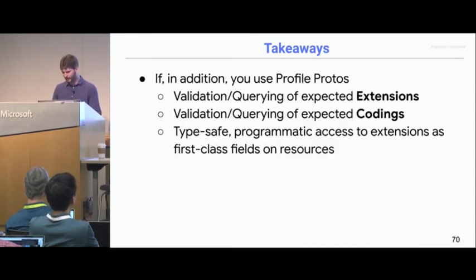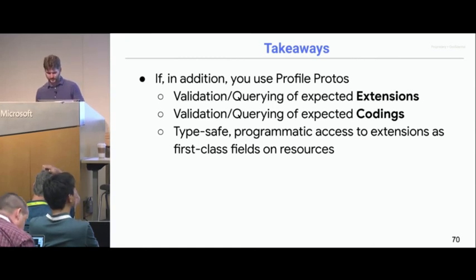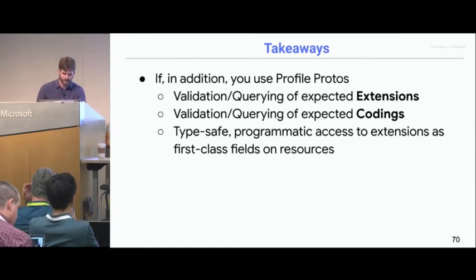Using the profiled protos, you get validation and querying of expected extensions. This makes it impossible to, for instance, have a poorly formatted extension where you've accidentally flattened a field or accidentally expanded it. It's impossible because it's programmatic. You get validation and querying of expected codings. You get type-safe programmatic access to extensions as first-class fields on resources.